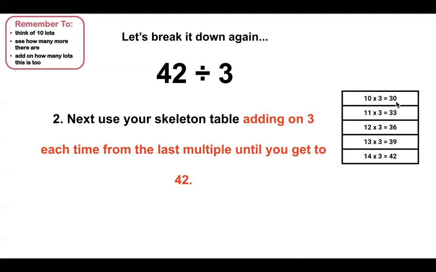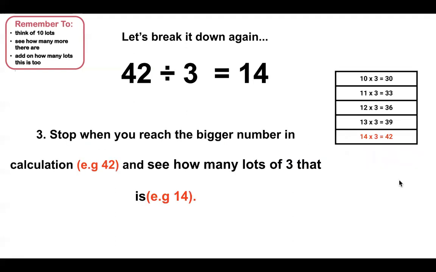to 42. 30, 33, 36, 39, 42. Stopping when we reach 42 because that is the bigger number in the calculation, and that will show you how many lots of 3 there are. And in the table, it shows me there are 14 lots of 3 that make 42. That would make my answer 14.